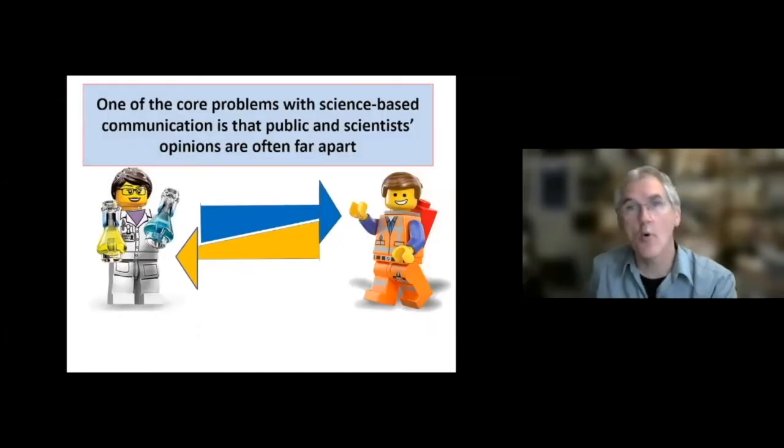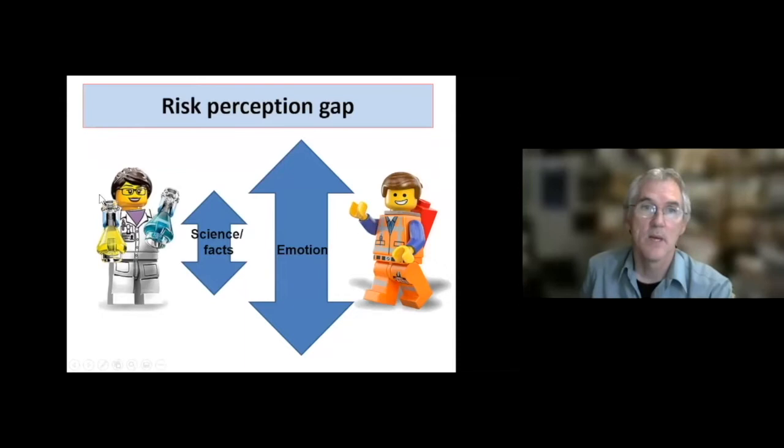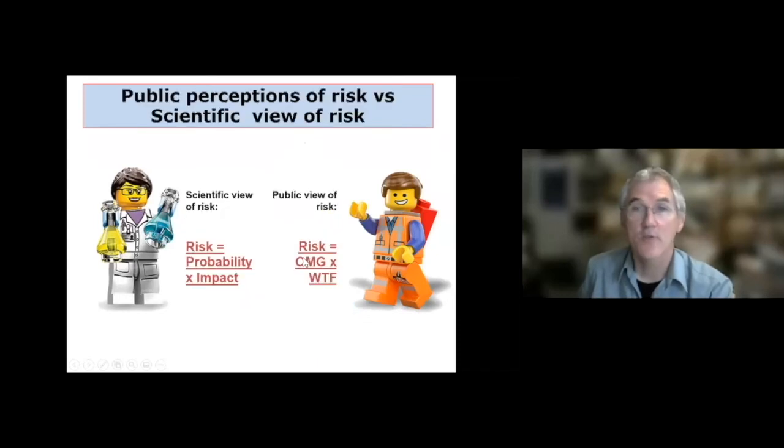So one of the core problems with science-based communication is that the public's and scientists' opinions are often very far apart on different issues. Science is actually driven largely by facts, and on the other side, we have emotions, and they can be over-perceiving or under-perceiving a difference, but a huge gap between them. I describe them as, the scientific term is risk equals probability by impact. Public view of risk, risk equals OMG by WTF.